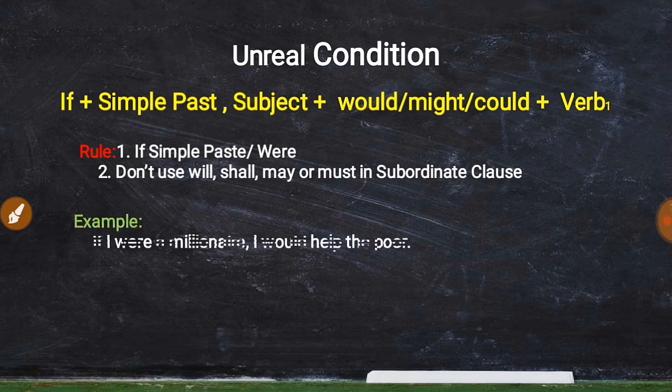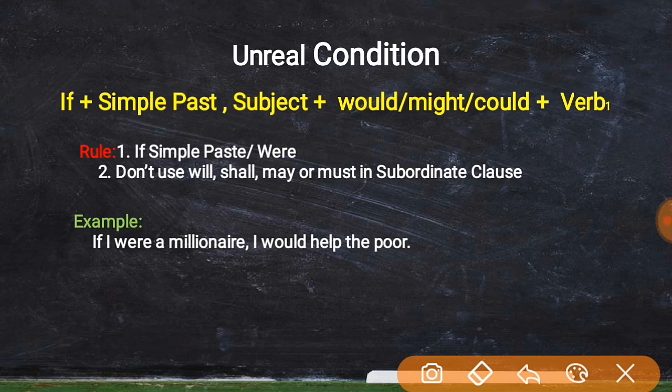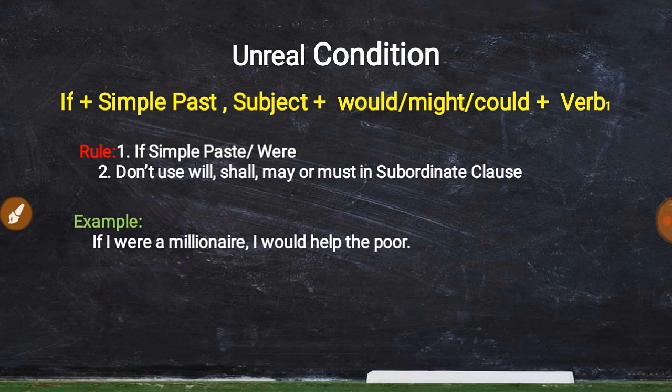So let's see the example. If I were a millionaire. Actually the sentence is "if I was", but in the simple past, in the unreal conditions, "I were" would be the right form. This is right really, and I would help. যদি আমি কোটিপতি হতাম তাহলে আমি পড়তে হেল্প করতাম.